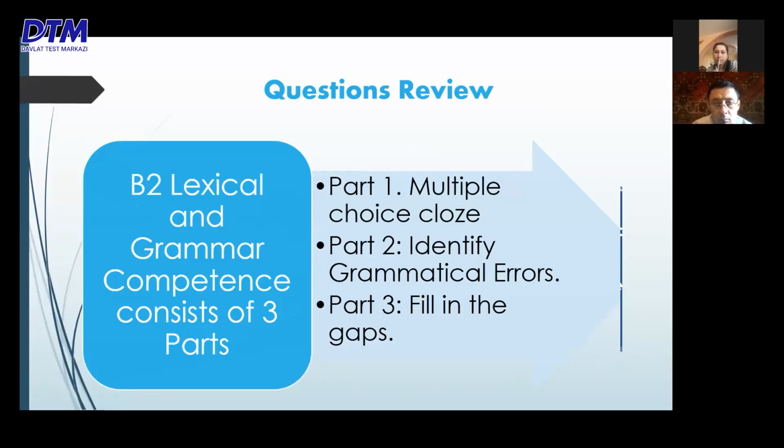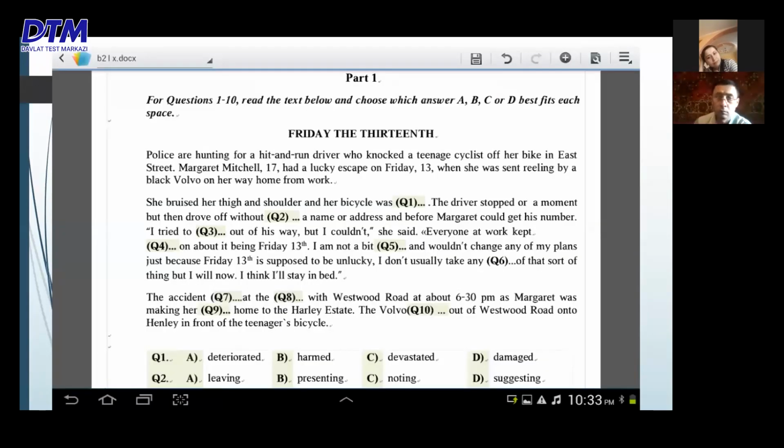Okay, let's look at the questions review. B2 lexical and grammar competence consists of 3 parts. So let's look at them. Some of you have seen this one on our website. Part 1. In part 1, this is a multiple choice cloze. 4 options are given for you here, A, B, C, or D. So you should choose among them the correct answer.